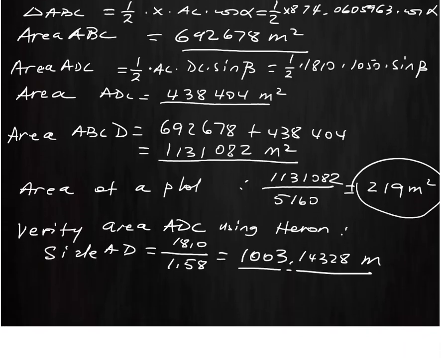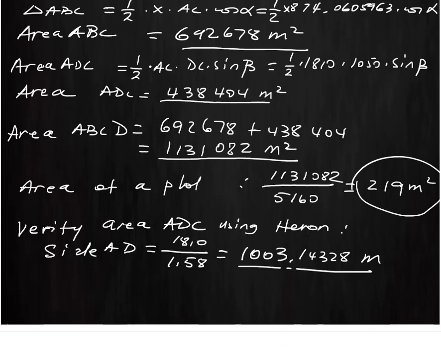So we can verify now ADC using Heron's formula. Only thing I have to say here is the side AD is equal to 1810 over 1.58. That's what we found out earlier. So that will be 1003.14328. And the other two sides are 1050 and 1810. You use this, make the difference, find the semi-perimeter, make the difference, and then take the square root of all the products. And it will give you the same area of ADC we found here.